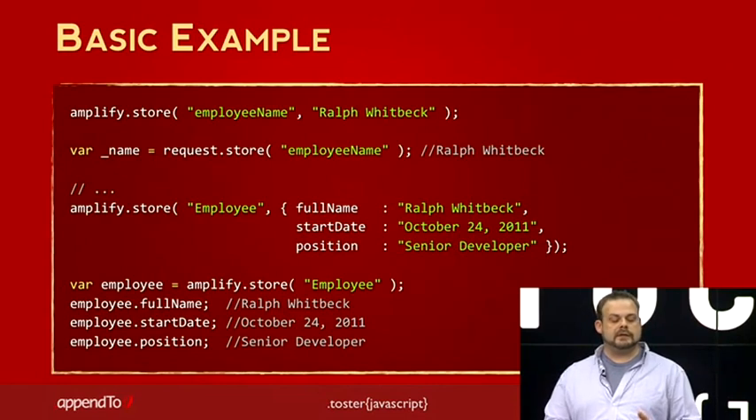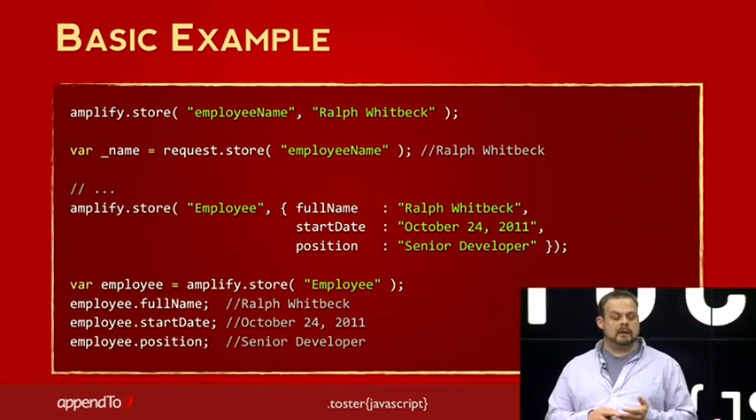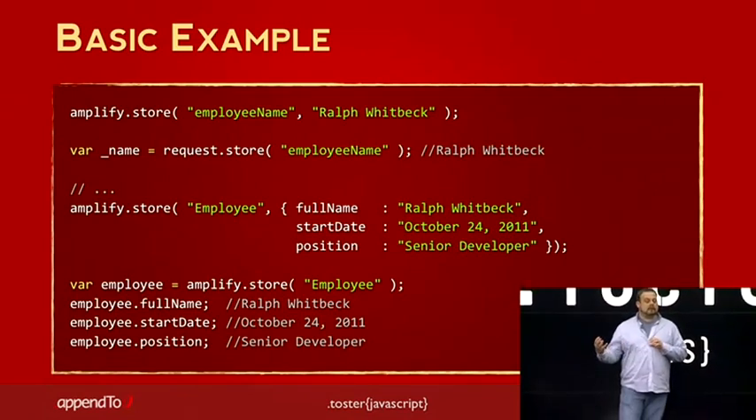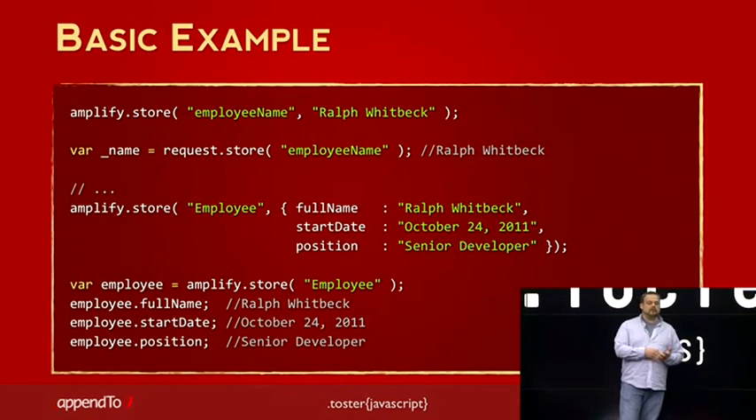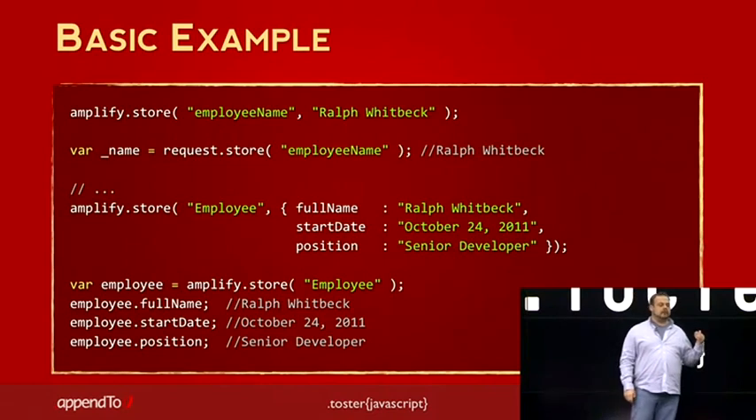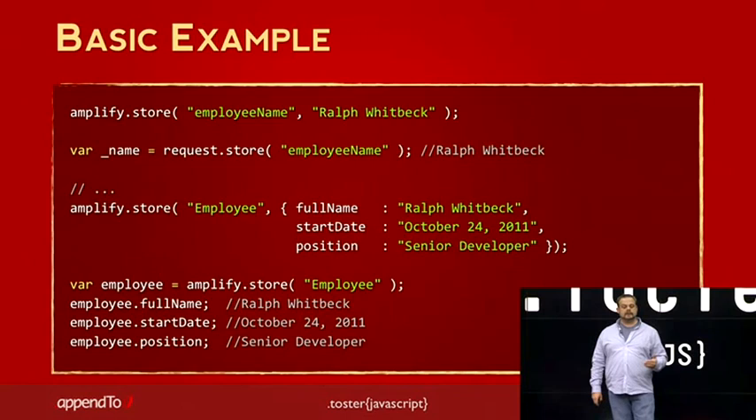Again, here's Amplify.store employee. We're passing in this hash to it. And if we want to get that object back, again, we're going to declare a variable called employee. We're going to call Amplify.store, send it the key. And then we can use employee just as an object, employee.fullname, employee.startdate, employee.position to get at those values. So we can treat it just like a regular object.